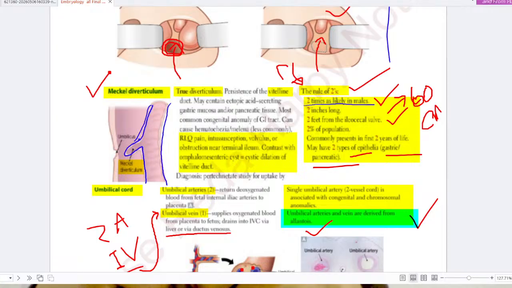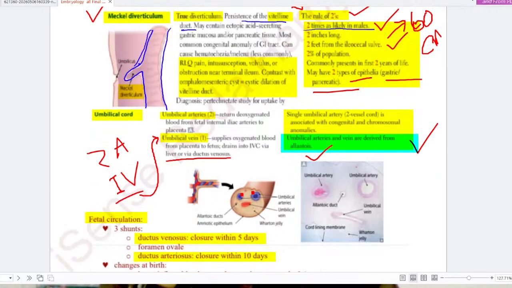What is Meckel's diverticulum? Actually, this is the persistence of the vitelline duct that maintains communication between the umbilicus and the gut, but normally it obliterates. Normally it should go back to normal, because when we cut the umbilical cord, there will be no circulation, and it disappears. But in some cases, it may persist.